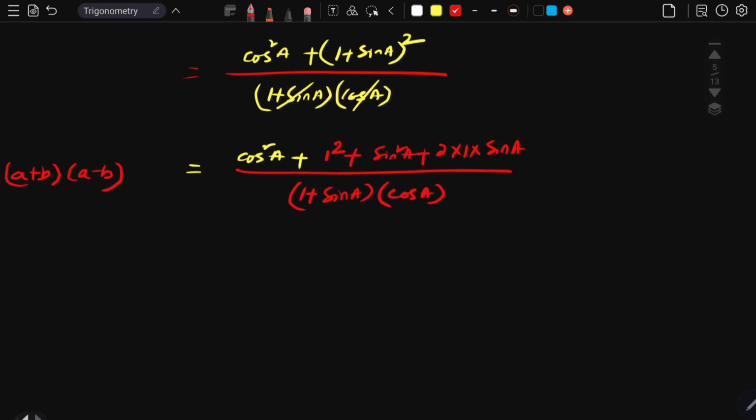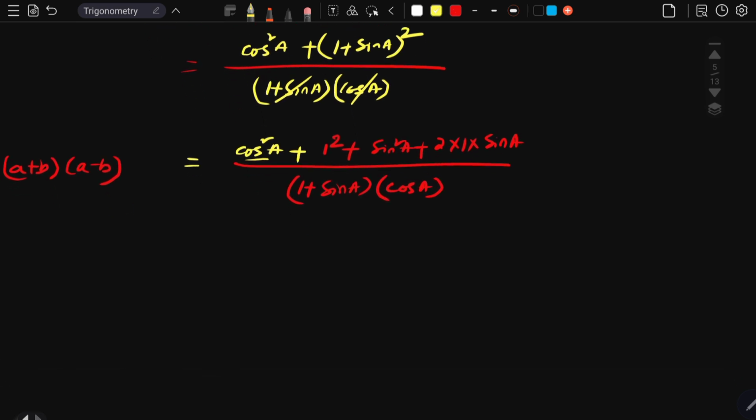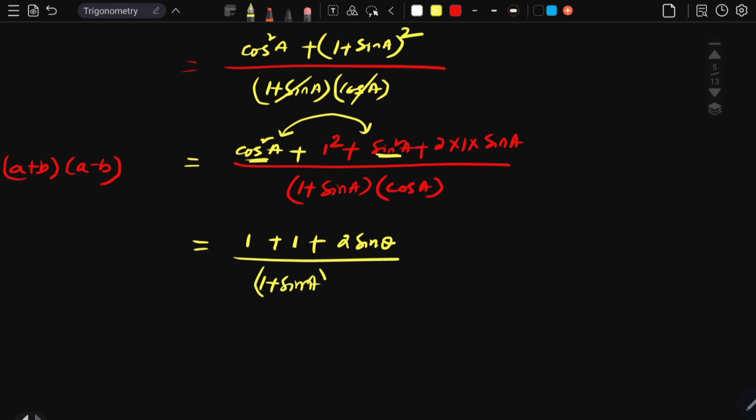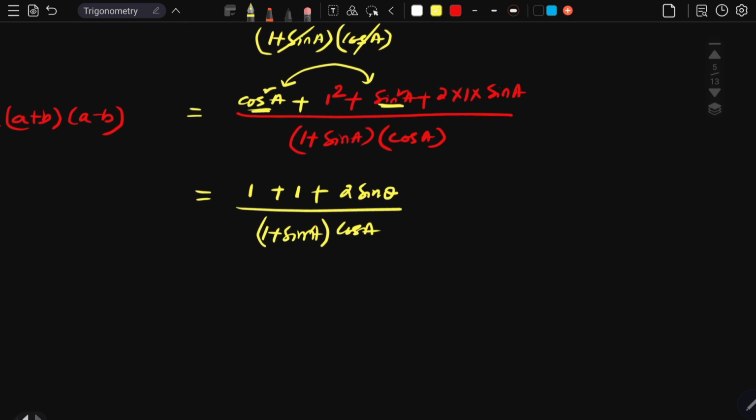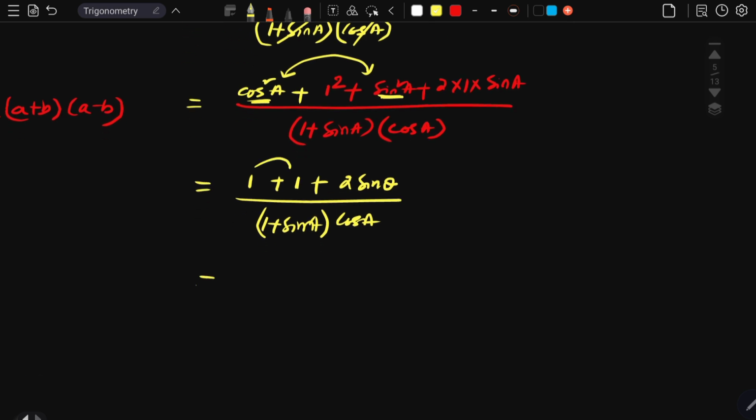Got it? So next one. Here we have cos square A and sin square A. These both added together, it's an identity, forming 1. So 1 plus 1 is 2, plus 2 sin A, in the denominator (1 plus sin A) multiplied by cos A. Then 1 plus 1 is 2, so write it again as 2 plus 2 sin A, with denominator (1 plus sin A) also multiplied by cos A.